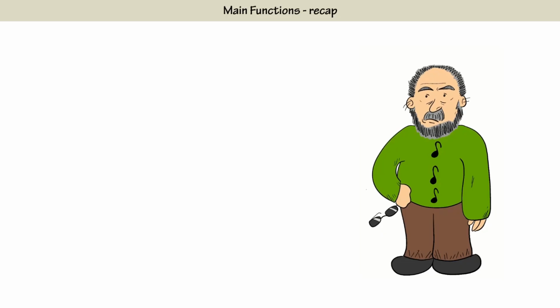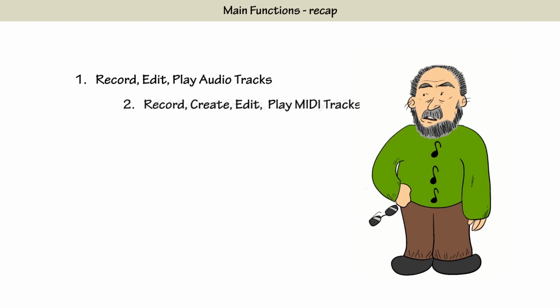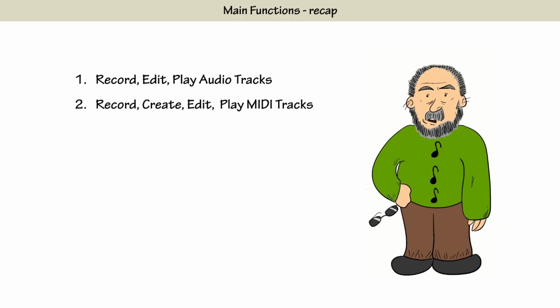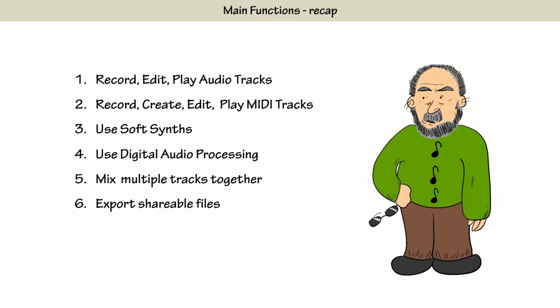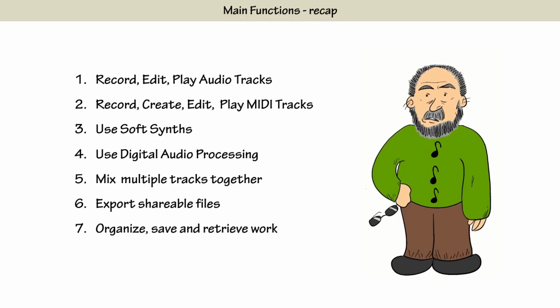Here's a reminder again of those major DAW functions that you can do. You can record, edit and playback audio tracks, MIDI tracks. You can use soft synths on the MIDI tracks. You can apply digital audio processing to all the tracks. You can mix multiple tracks together and export shareable audio files. And of course, you can organize and save your projects. We'll start with a look at the audio tracks.